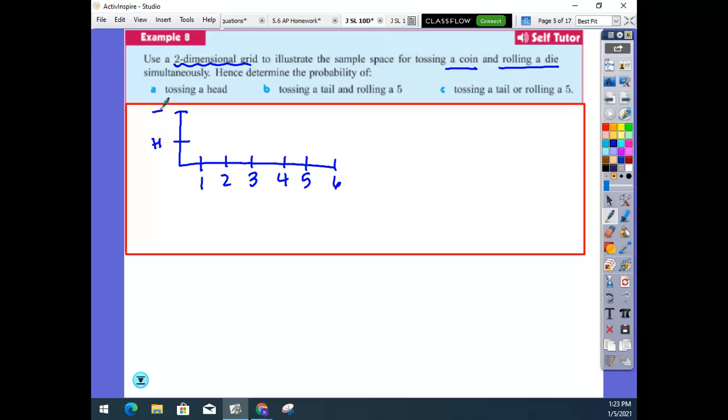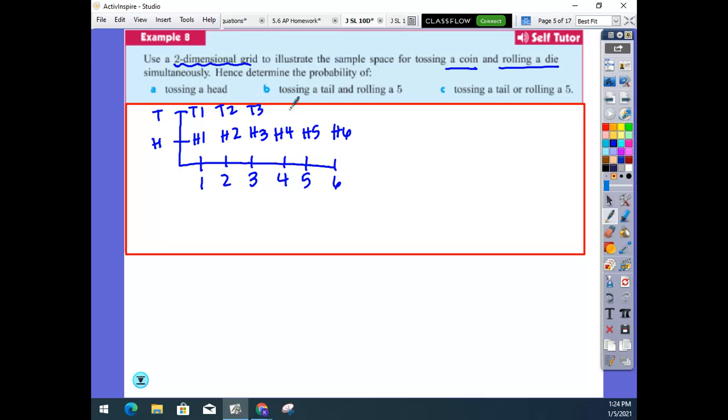Then we have heads and tails. So this is head 1, head 2, and we also have tail 1, tail 2. Okay, so now that we have all of our sample space right in front of us, A said, what is the probability of a head?